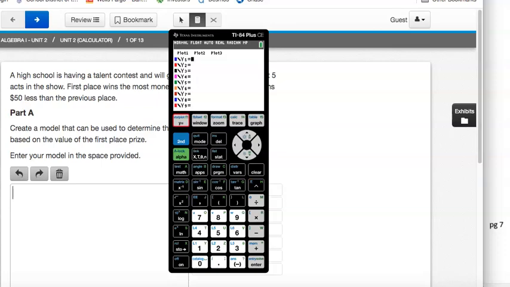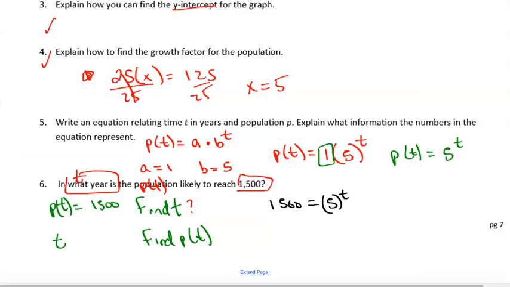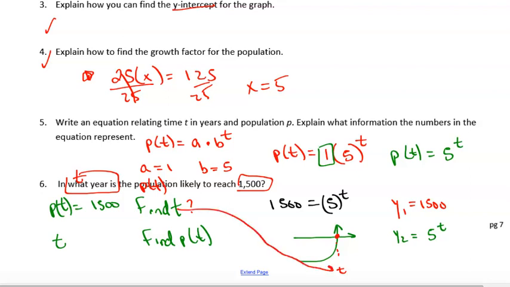So we have these two equations: 1,500 equals 5 to the t power. Y sub 1 is going to be 1,500, and it doesn't matter which one's which. And Y sub 2, I'm going to make 5 to the t power. I'm going to graph these two equations. One's going to be exponential, one's going to be horizontal, and they're going to intersect somewhere. That point of intersection is the t value that I'm looking for, right? Find t. I want the t value of where they intersect.